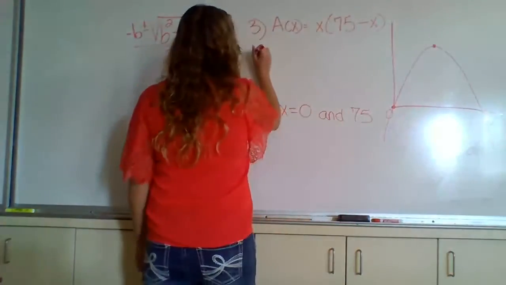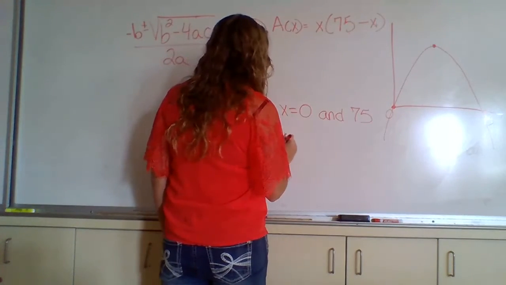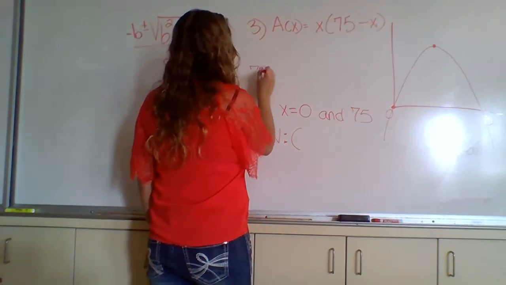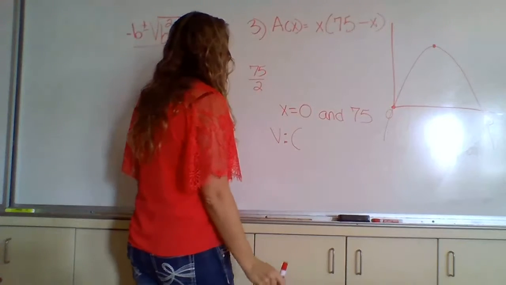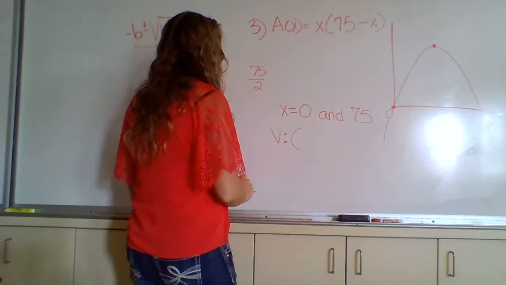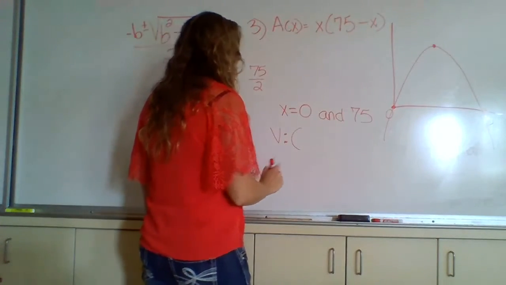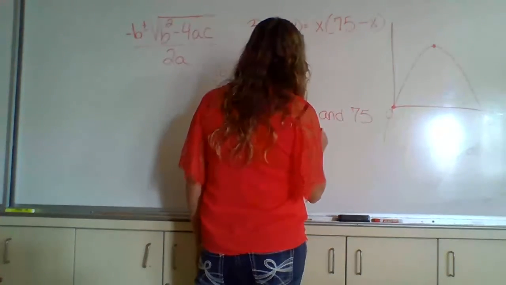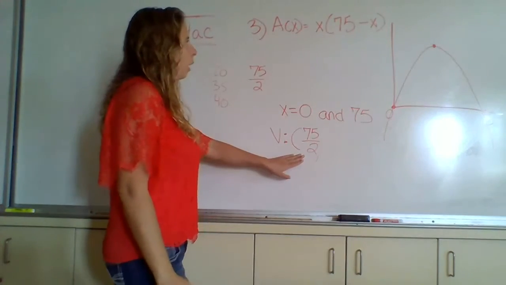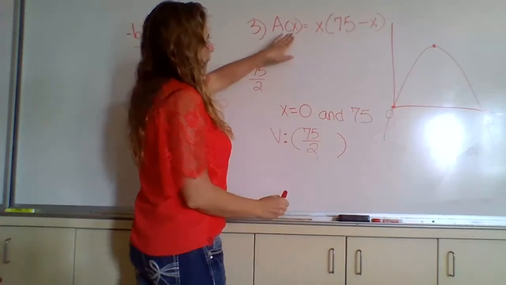So for your vertex, I'll write it down here. For your vertex, your x value is going to be 75 over 2. Yeah, I guess so. 75 over 2. That's your x coordinate of your vertex. To figure out the y value, you're just going to substitute this into your equation up here.